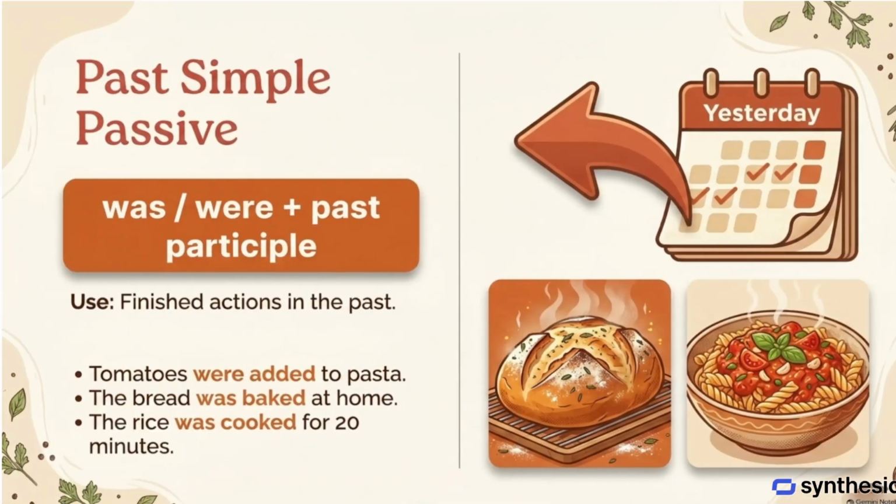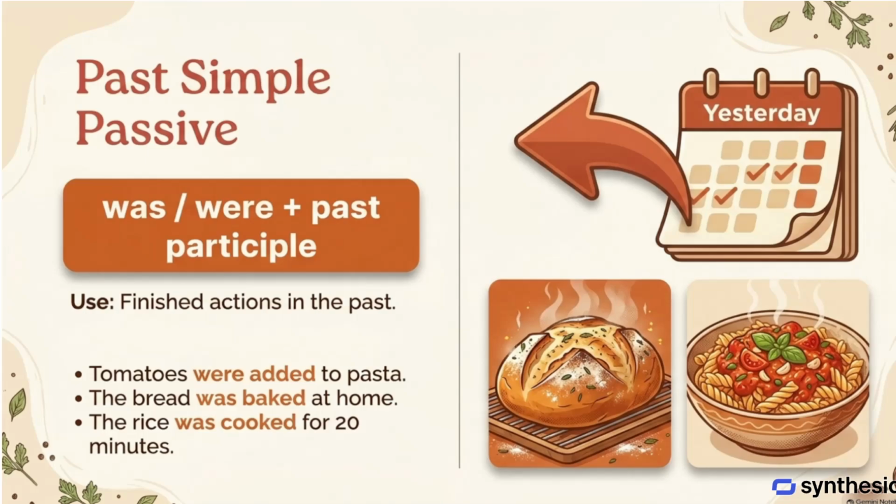Past simple passive. Now let's look at the past simple passive. The form is was or were, plus the past participle. We use this form for actions that finished in the past. For example, tomatoes were added to pasta. The action happened in the past.